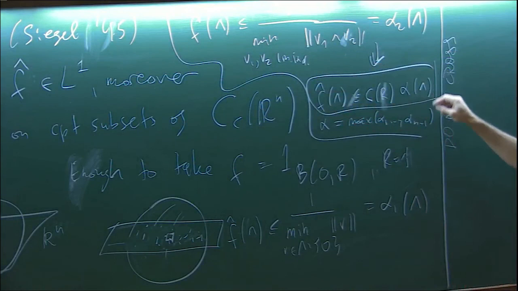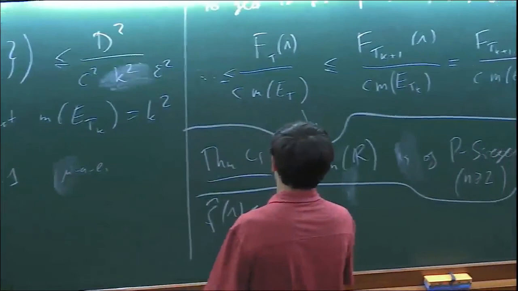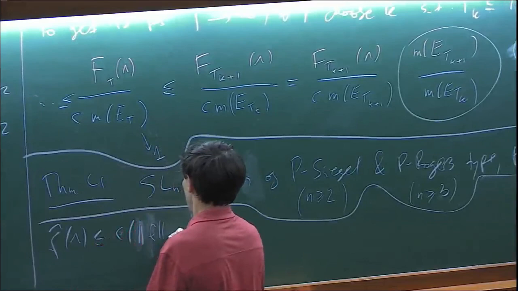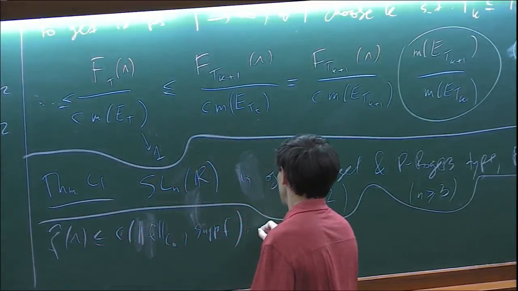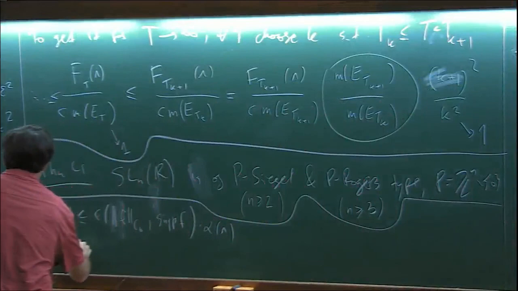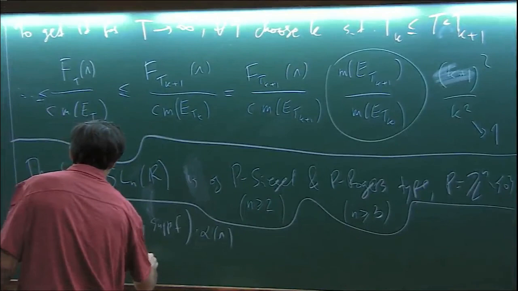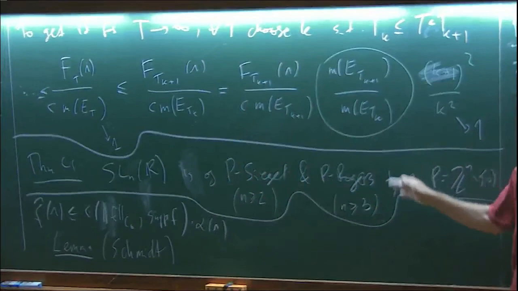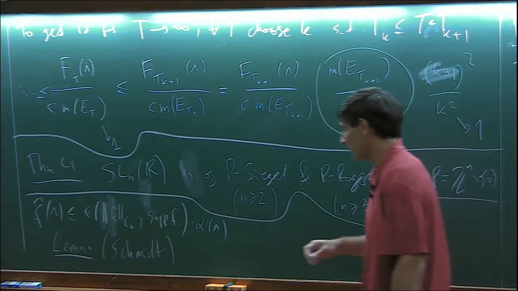Let me write it again. f hat of lambda is bounded by a constant depending on the C0 norm of f and the support of f, times alpha of lambda. Eskin, Margulis and Moses called it Schmidt's lemma, for very good reason, because it's in the paper of Schmidt. In fact, everything I'm talking about is either done by Schmidt or could have been done by Schmidt. Maybe it refers to everything in this conference, I don't know. Anyway, this is Schmidt's lemma.